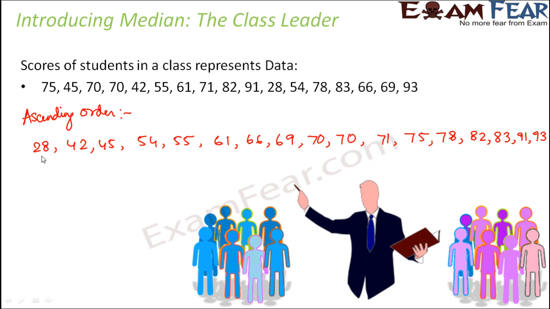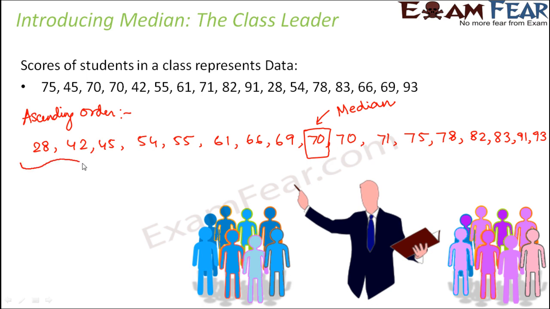So total, how many do you have? 1, 2, 3, 4, 5, 6, 7, 8, 9, 10, 11, 12, 13, 14, 15, 16, 17. So 17, that means 17 can be divided into 8, 8, that is 16. So the ninth data would be the middlemost data. 1, 2, 3, 4, 5, 6, 7, 8. So this is the ninth data. So this is going to be the middlemost data or the median. So the median for this group of data is going to be 70.